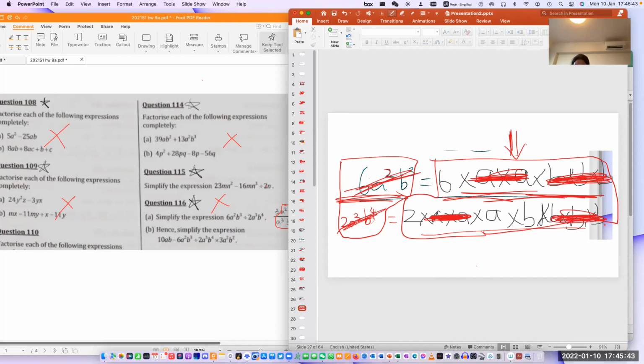Is there anything else I can cancel? 6 divided by 2, 2. So can you see what I'm left with? I'm left with a 3 on top, and I'm left with AB below. Are you clear? How I get 3 over AB now?